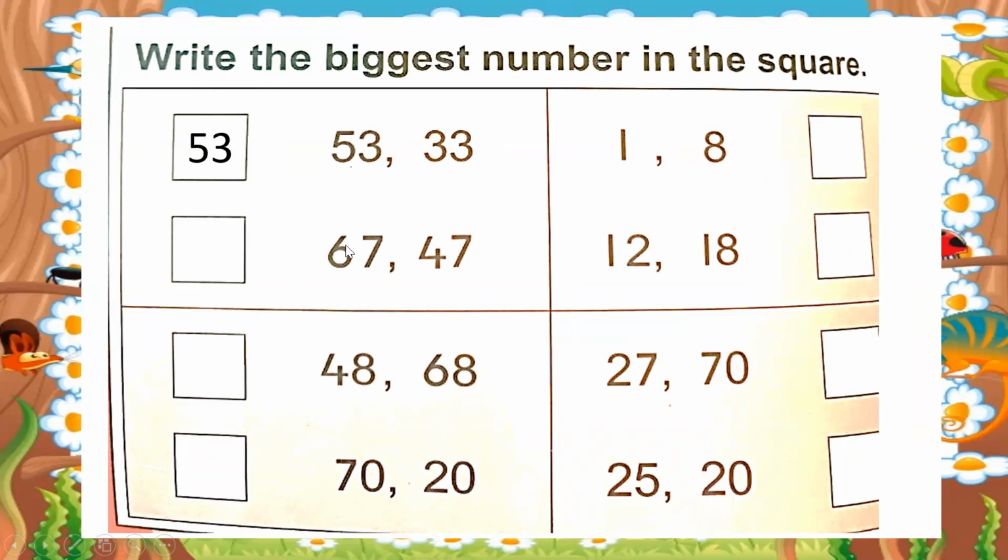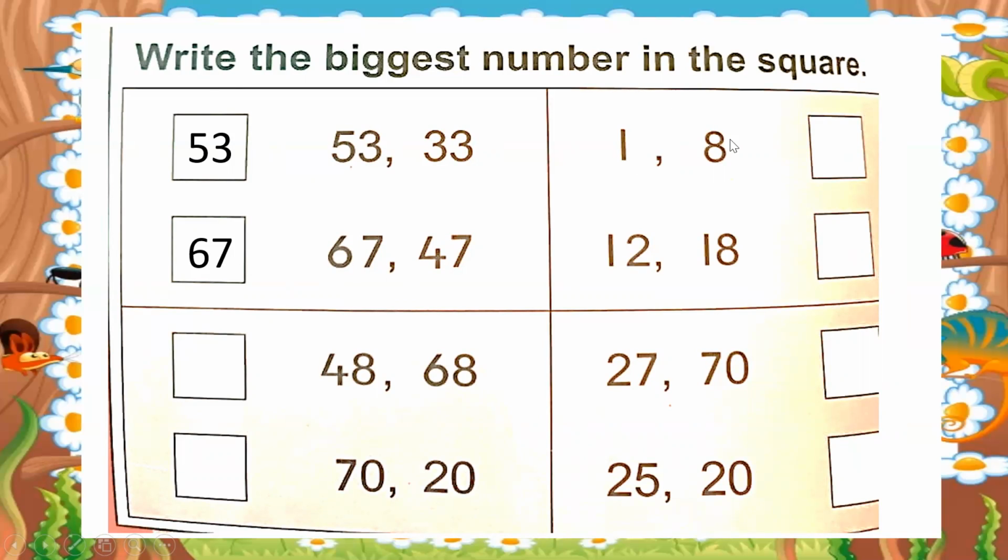Now look here, 67 and 47. Same method used here. Look at the tens. 4 here, 6 here. So 4 is small, so 47 is small. 6 is big, so 67 is big. So we are going to write 67 in the square. Why? Because between 67 and 47, the number 67 is the big number.